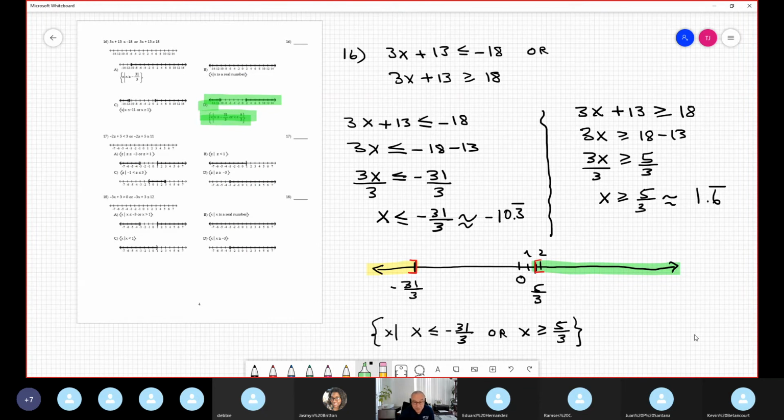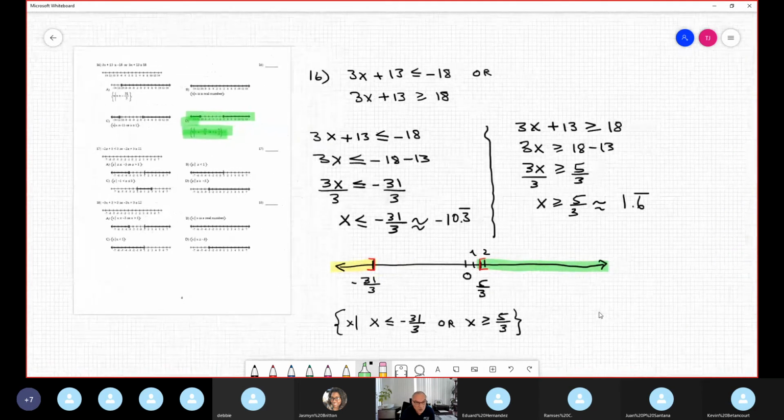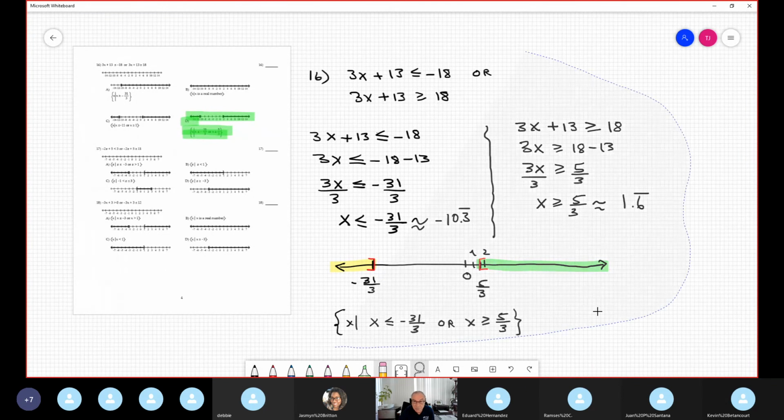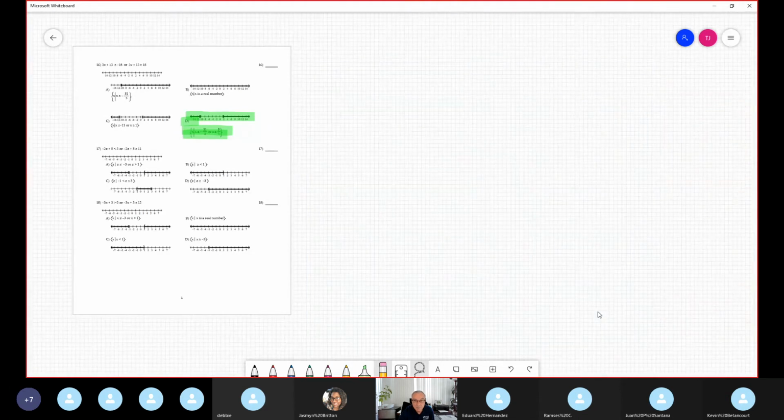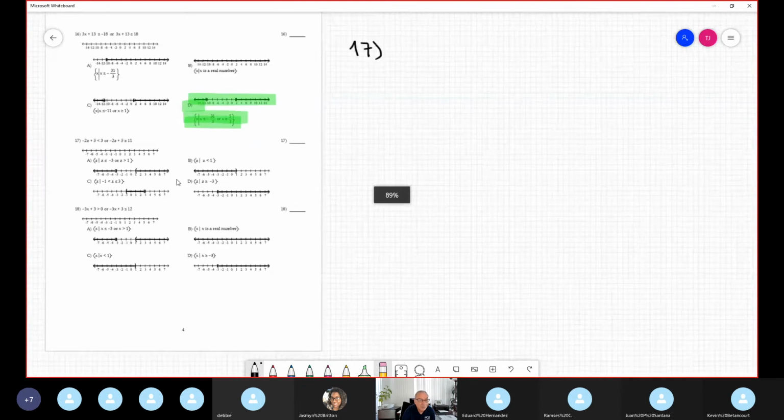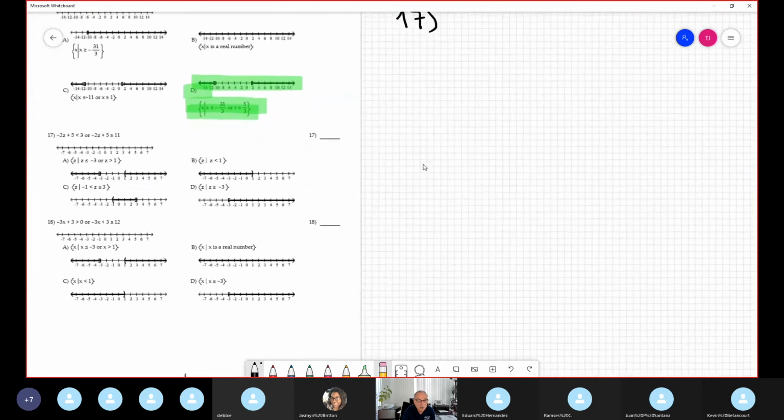Moving on to 16. Now 17. Okay, let me copy 17. Let me zoom to see much better.